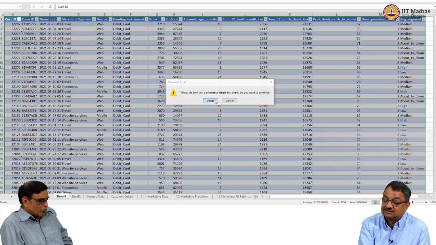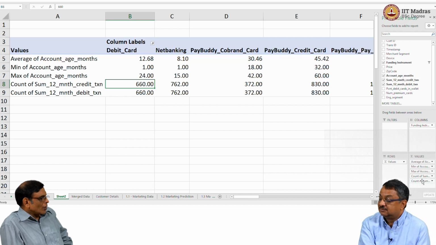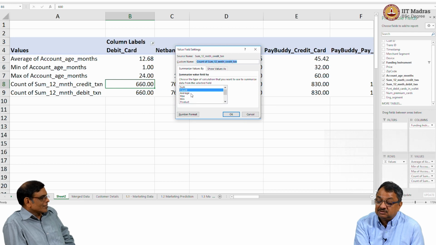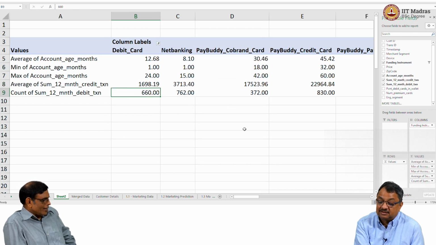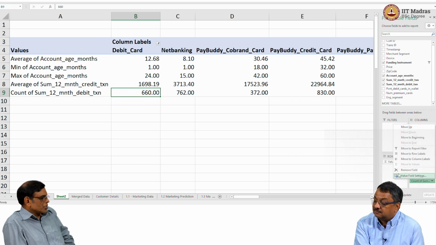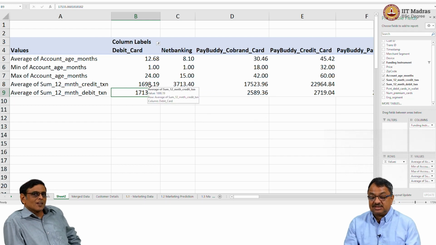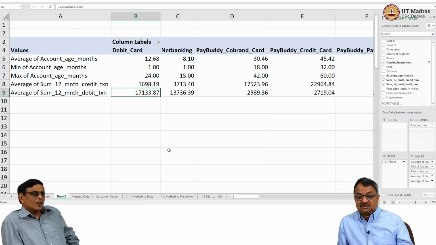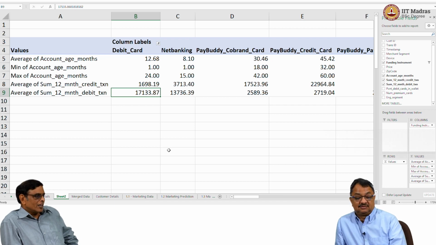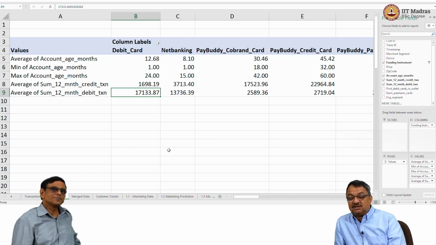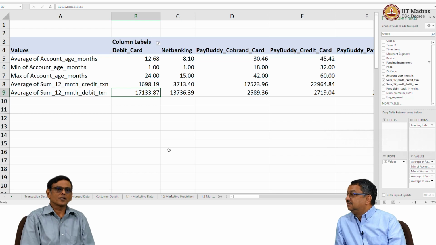You're saying basically for a debit card user, you find out that the average credit card spend should be low, and the average debit card spend should be high. And a credit card user's average debit card spend should be low. We're expecting that, we don't know. So if you look at the debit card users, people who spent on debit cards in the last 12 months have, on average, spent $17,000 on debit cards and only $1,700 roughly on credit cards.